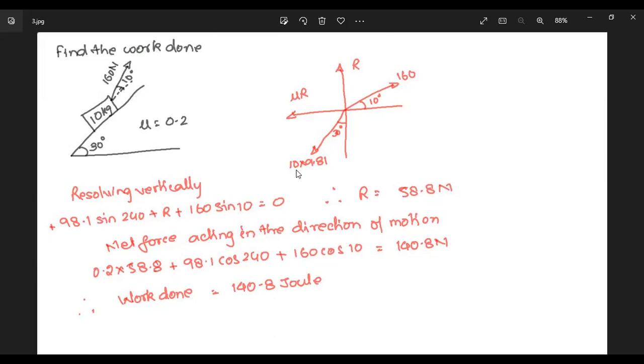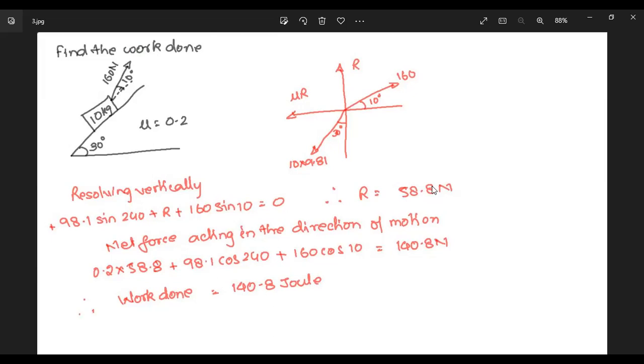If you resolve it vertically, you have 98.1 sine 240. I am taking outward acting forces as positive, and the angles are measured moving in anti-clockwise direction from the positive x-axis. So if you resolve it, you get the value of R, the normal reaction, as 58.8.